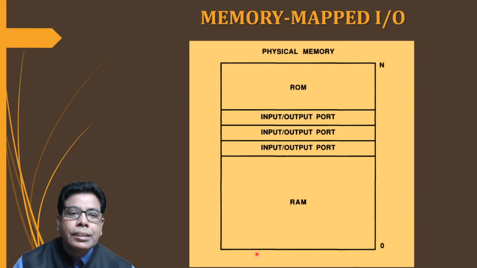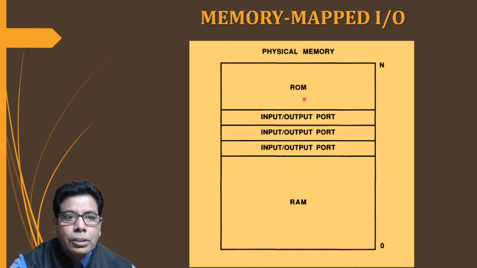This is the diagram showing the physical memory. Here the ROM is shown, and then the input output ports, and then we have the RAM or read write memory, shown from 0 to n. Actually, physical memory will be in the form of banks, so the ports can be part of any one of the banks.